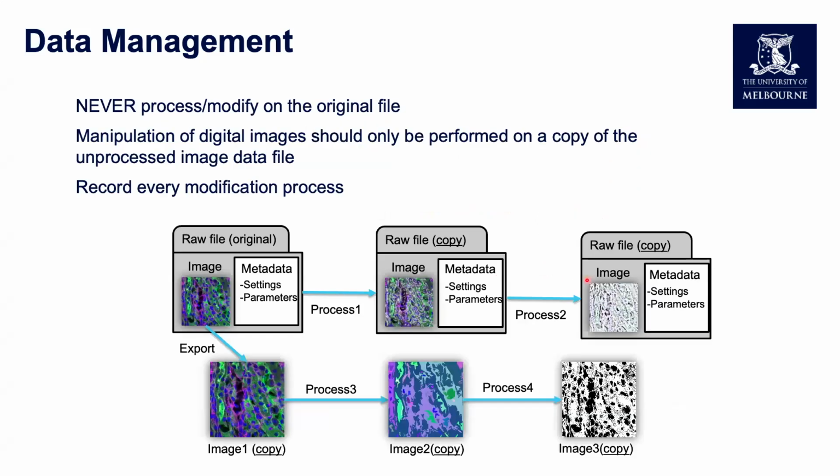The other good habit to get into is to never process or modify the original file. If you are making any manipulations, then you should do that on a copy, and you should try and record every step of the modification process. So here we're exporting, we've got a copy here, we've done one thing to it, we've got another copy, we've done another thing to it, we've got another copy. So again, you can see the workflow that you've done on that data.